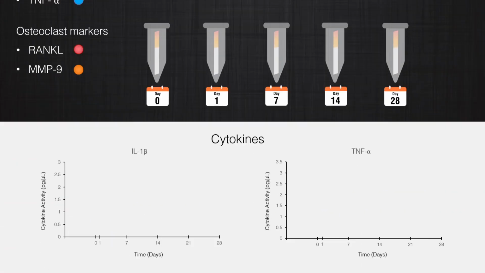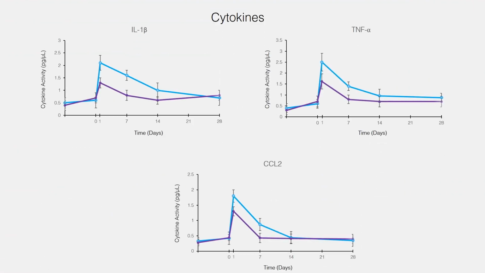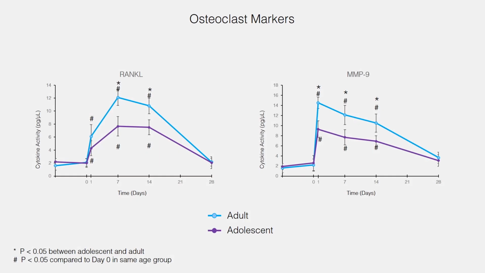We found that each of the cytokines peaked at day 1 and returned to baseline by day 14. Can you guess which line represents the adolescents and which represents the adults? So that was a surprising result. We were expecting that young patients would have a stronger inflammatory response to the same orthodontic force. However, the adults showed a stronger inflammatory response and a sustained level of inflammatory markers.